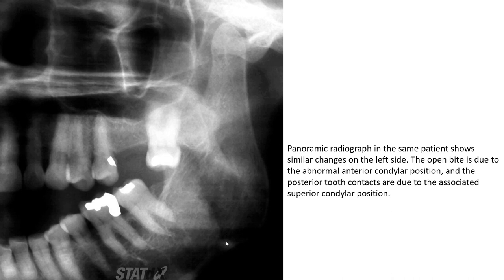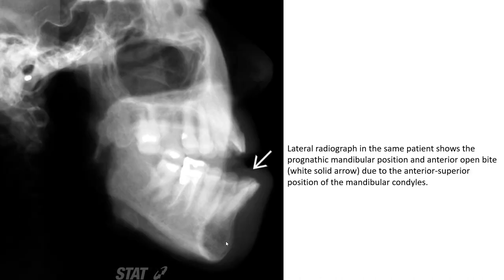Again, this is an image obtained from the same patient, just to show that the left side is similar to the right side. The open bite is due to the abnormal anterior condylar position, and the posterior teeth contact is due to the associated superior condylar posture. Lateral radiograph of the same patient: the prominent mandibular position and anterior open bite (black solid arrow) are due to the anterior superior position of the mandibular condyle.